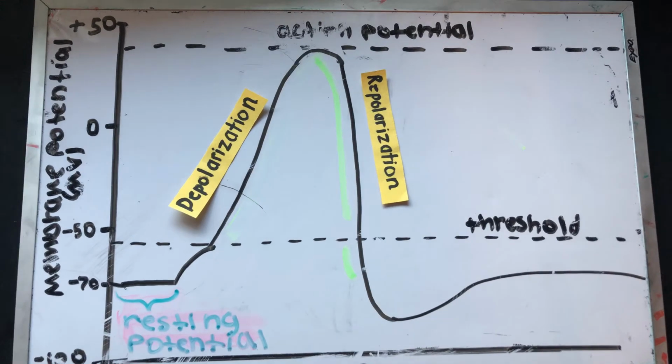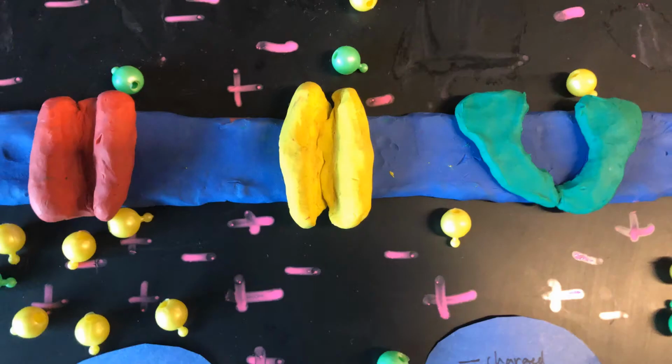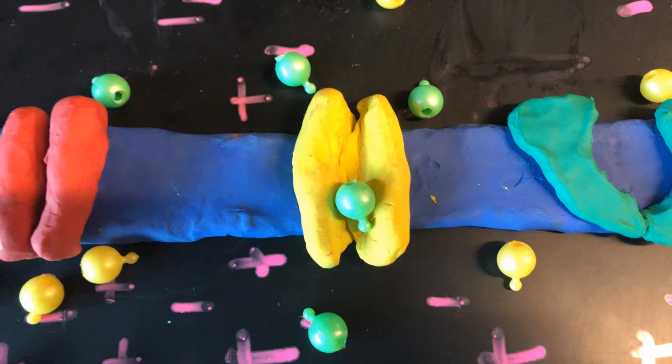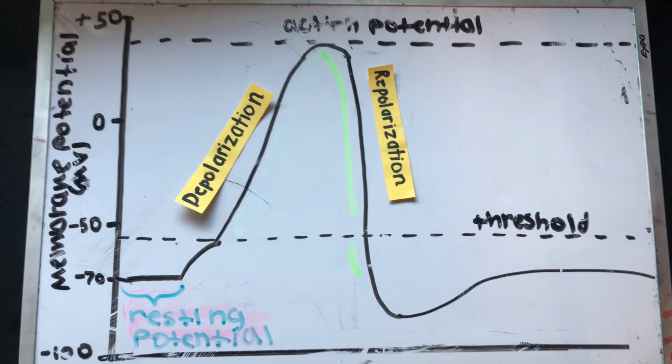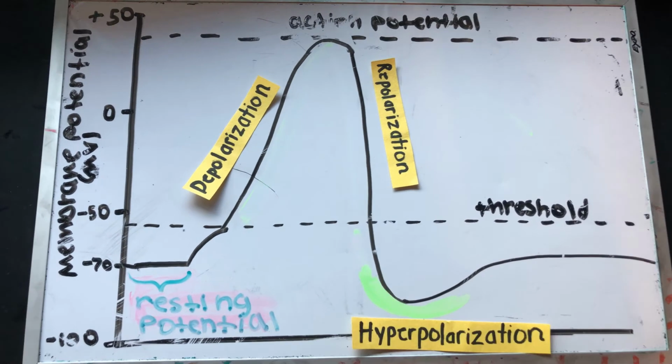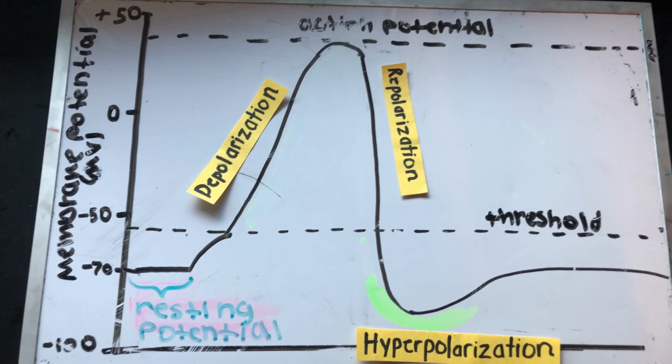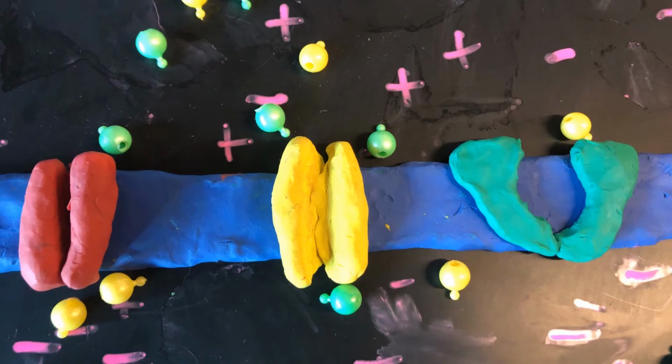When the membrane potential reaches 35 millivolts, it causes the sodium channels to close and the potassium channels to open. This positively charged potassium rushes out of the channels, which makes the inside of the cell negative, back to the resting potential. The membrane potential continues to decrease past the resting potential to around -80 millivolts.